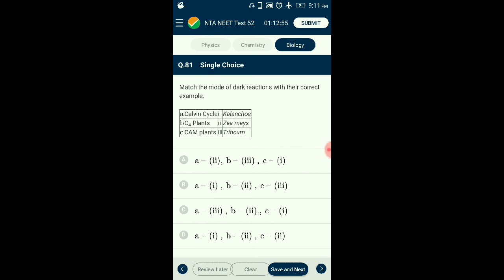CAM plants, crassulacean acid metabolism pathway, is the method of carbon fixation evolved by some plants in dry circumstances where the stomata open during night to take in carbon dioxide to prevent water loss. Kalanchoe belongs to the family Crassulaceae and shows the CAM pathway of carbon fixation. Triticum, generally called wheat plant, uses the standard method of carbon fixation, that is the C3 pathway. Maize, Zea mays, shows the C4 pathway as it grows in dry tropical climates. So the correct option is C. The correctly matching option is C.